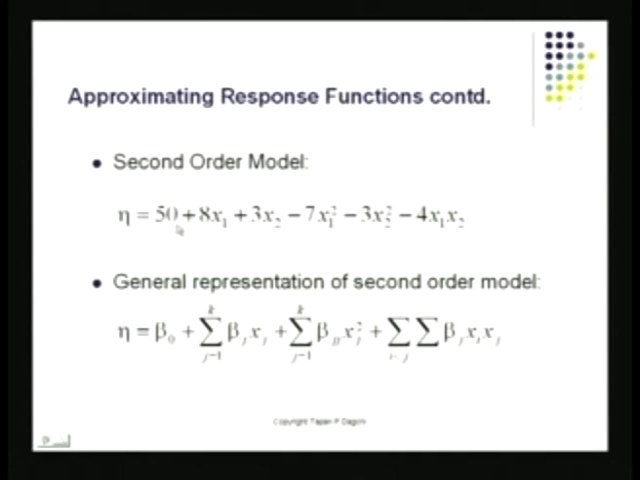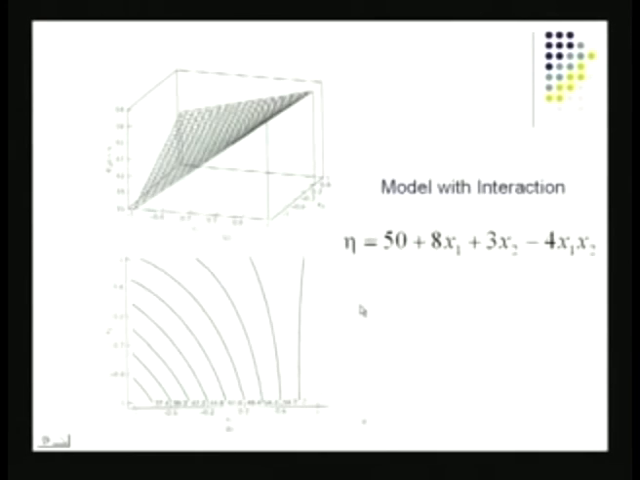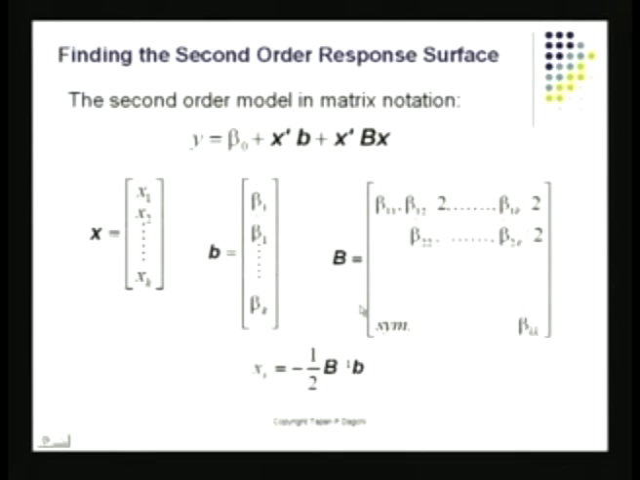Let's take a look at some of these second order models. Eta, which let's say I'll call the yield, equals 50 plus 8 times temperature, plus 3 times time, minus 7 times the square of temperature, minus 3 times the square of time, minus 4 times temperature and time. That's going to be my response model. It's a second order model because we've got these terms there. The general representation of a second order model is going to be something like this. Now notice, this is not something as simple as these, but I could really optimize that once I knew what it was. This is going to be more involved.